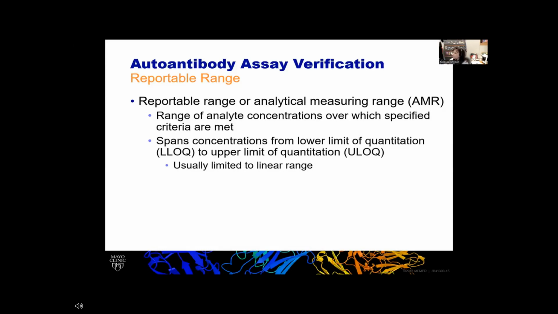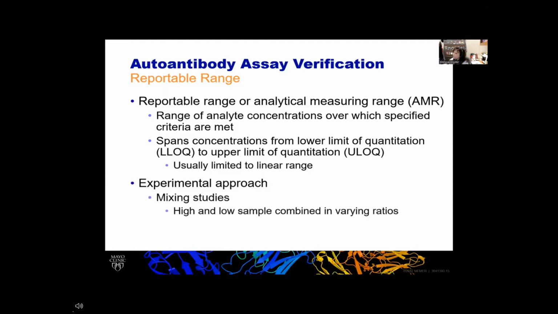And this is generally limited to the linear range of the assay, meaning that when you dilute a patient sample, you see a decrease in the concentration that you calculate with the appropriate dilution. So this can be done in two different ways for autoantibody testing, at least. We could do mixing studies where we take a high and a low sample and combine them in varying ratios to assess for linearity. And we could do a dilution evaluation where you do serial dilutions of a high patient sample.